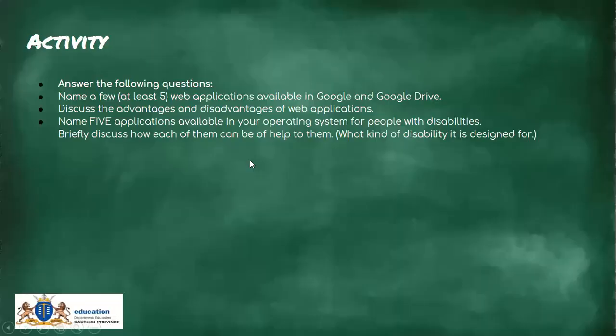The question here: name at least 5 web applications available in Google and Google Drive. Discuss the advantages and disadvantages of the web application. Name 5 applications available in your operating system for people with disability. We've spoken about that. Briefly discuss how each of them can be of help to them. What kind of disability is it designed for? So we spoke about this, guys. This one, I think you can respond here on the platform.